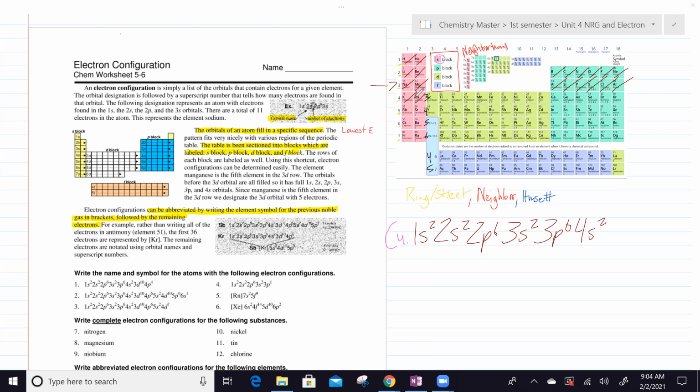3d9. Excellent. This is the 3rd street. We're now in D block. 1, 2, 3, 4, 5, 6, 7, 8, 9. Excellent. All right, one more and then we're done.